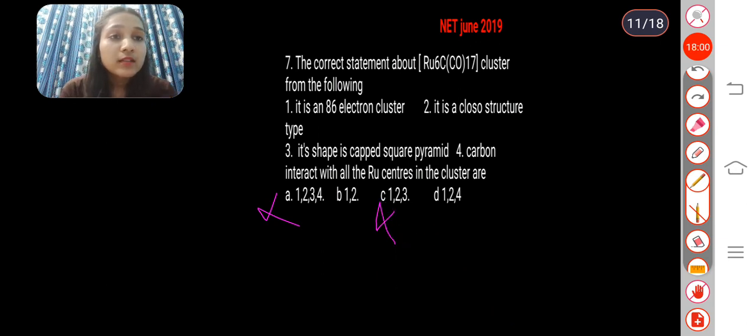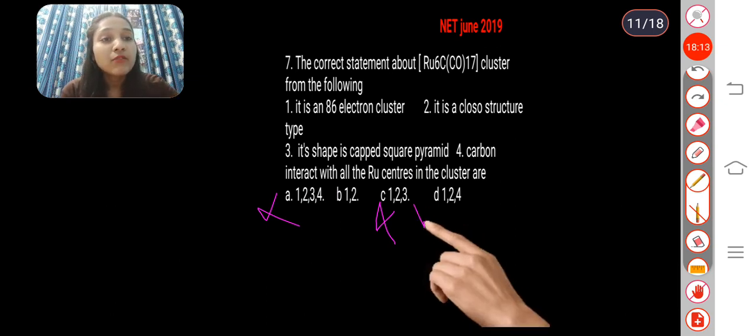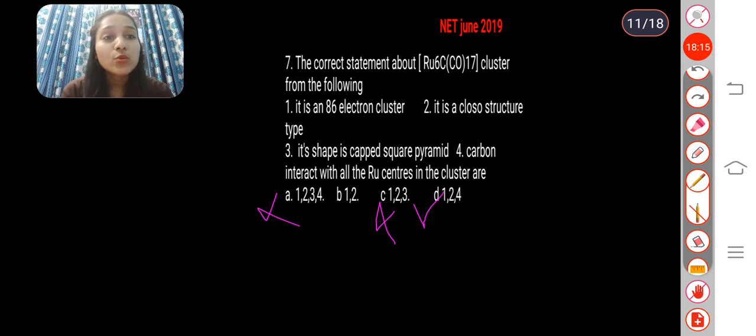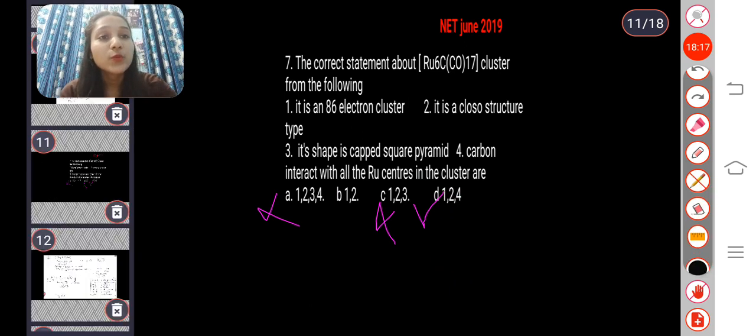Now the fourth option is carbon interacts with all the Ru centers in the cluster. If you see the structure of this complex, then carbon interacts with all Ru centers. So our correct answer is answer number D, 1, 2 and 4, because all these three are correct statements for this complex.